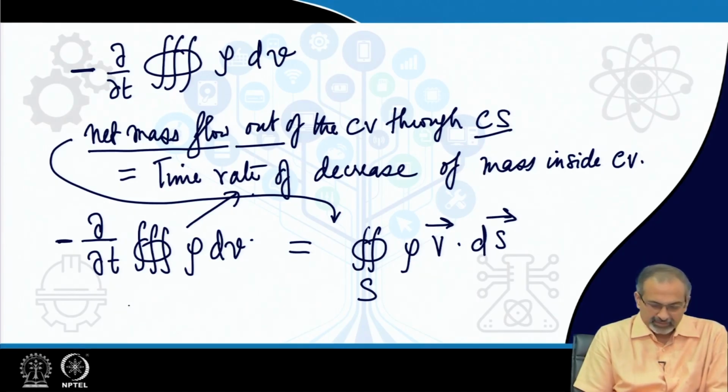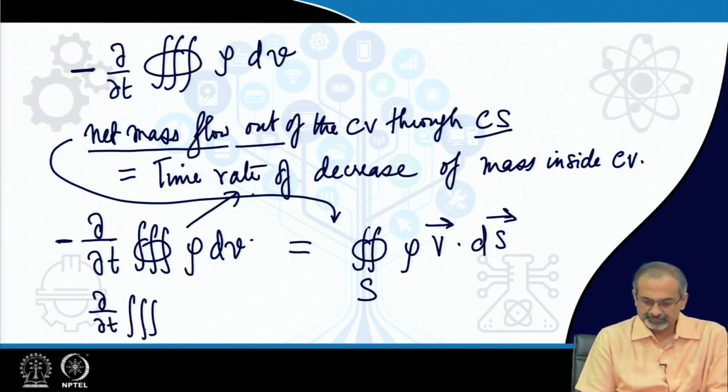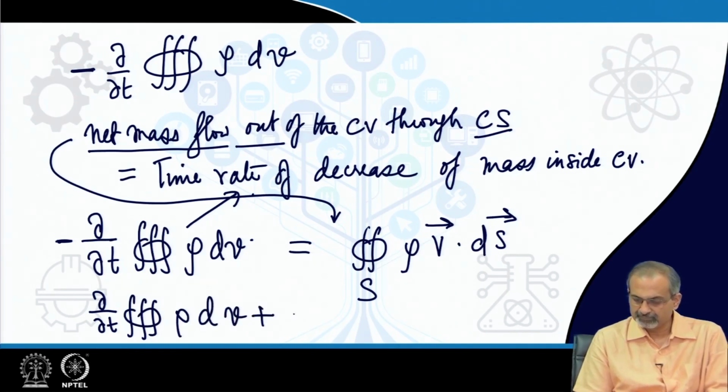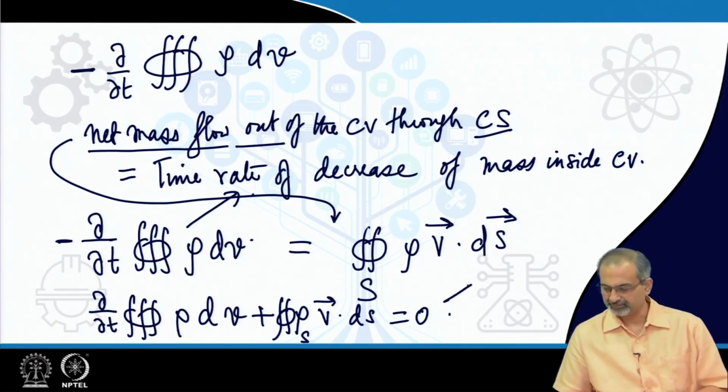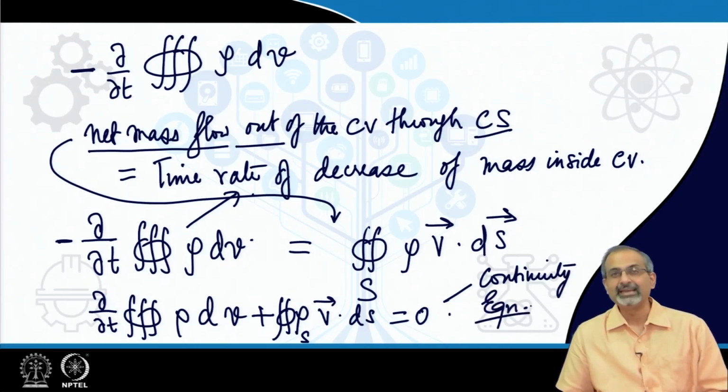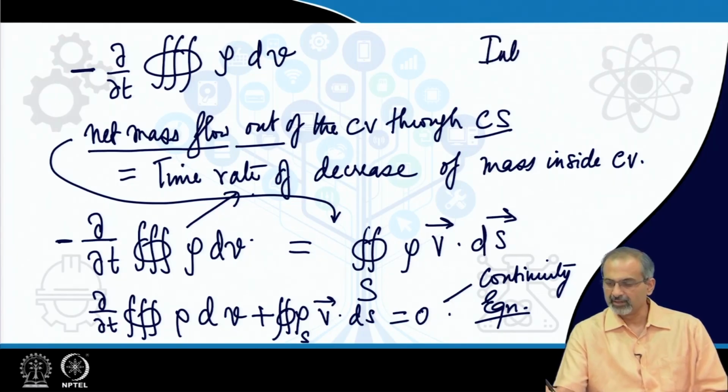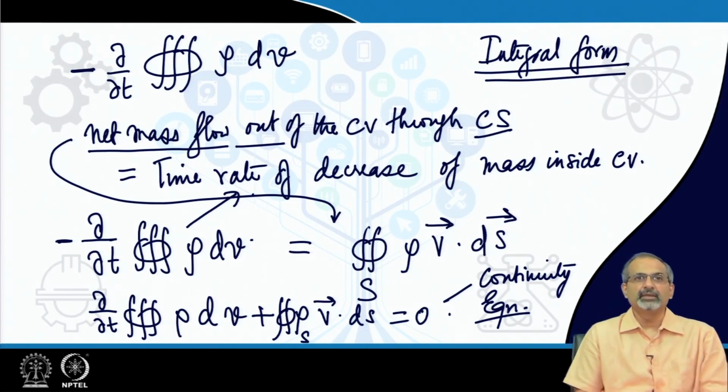So, if you take the terms together on one side, then it basically boils down to this. This is your mass conservation equation, the continuity equation as we say, and this is an equation in integral form. So, we have derived the mass conservation equation in integral form now, involving volume and surface integral.